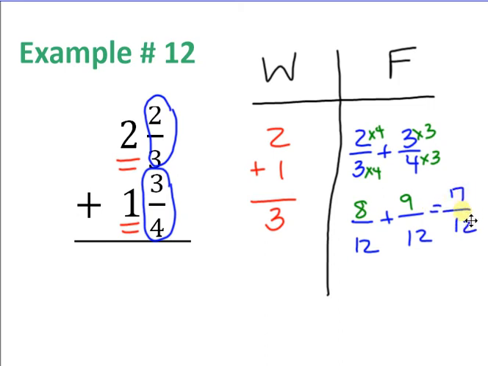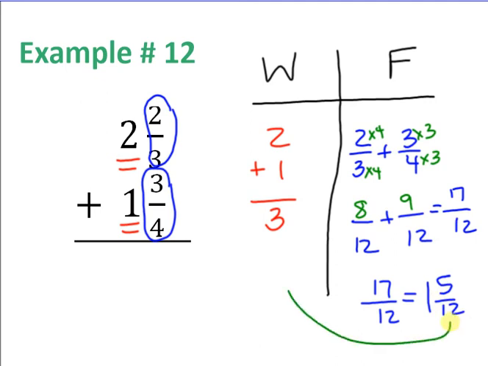Now remember, because this is an improper fraction, I can't marry it with the whole number yet. So 17 over 12, I need to make it into a mixed number. 12 goes into 17 one time. What's the difference between the two of them? 5, and I keep my same bottom. Now I can marry the two of them together. Whole number 3 plus whole number 1 is 4, and then I keep that fraction 5 over 12.